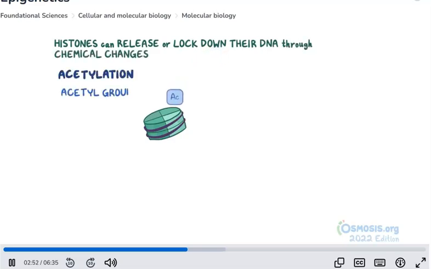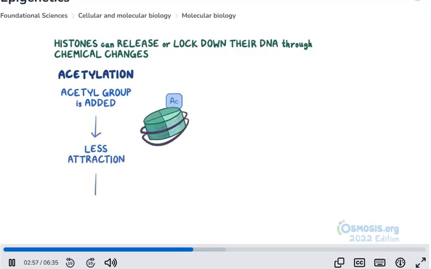For example, when an acetyl group is added to the histone, there's less attraction between DNA and histones. As a result, the genes are more exposed and therefore more easily transcribed. Removing the acetyl group through deacetylation has the opposite effect. DNA wraps tighter around the histones, so the genes are less easily transcribed.